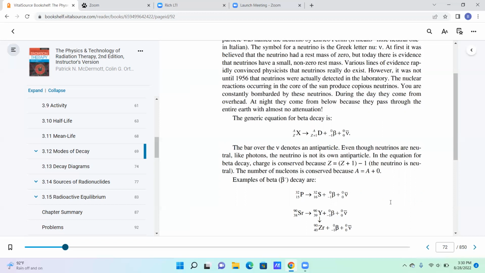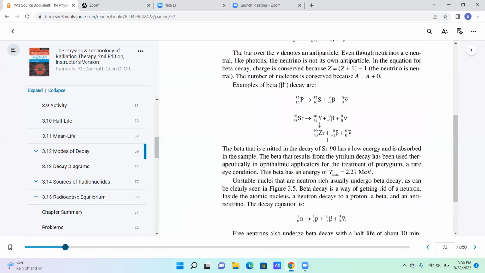So some examples of beta minus decay. You can see phosphorus-32 turning into sulfur. You can see strontium-90 turning into yttrium-90. And then you've got yttrium-90 turning into, I believe, zirconium.